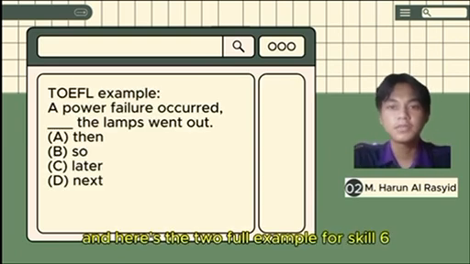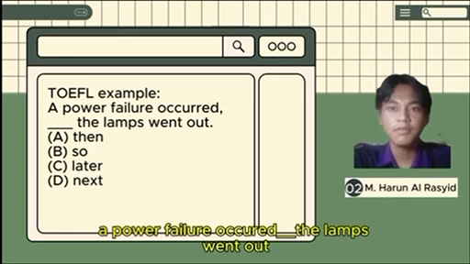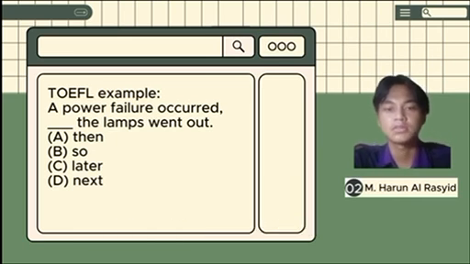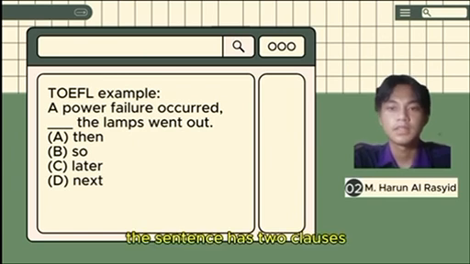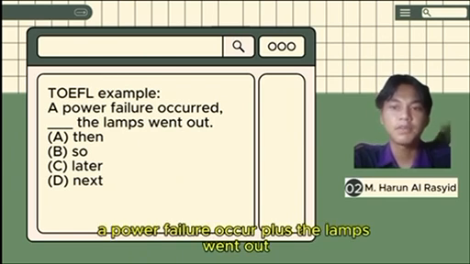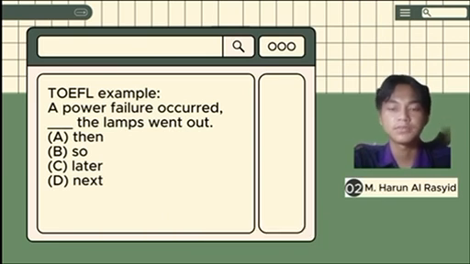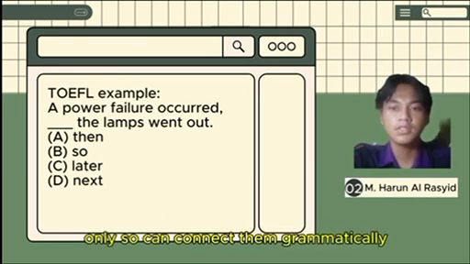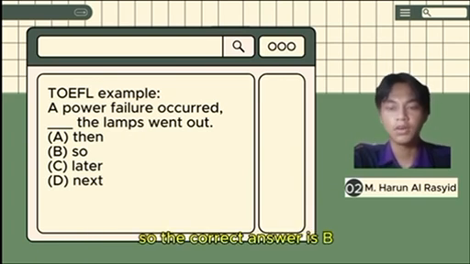And here's the TOEFL example for skill 6. A power failure occurred, blah blah blah, the lamps went out. The sentence has two clauses: a power failure occurred plus the lamps went out. Only so can connect them grammatically. So the correct answer is B.